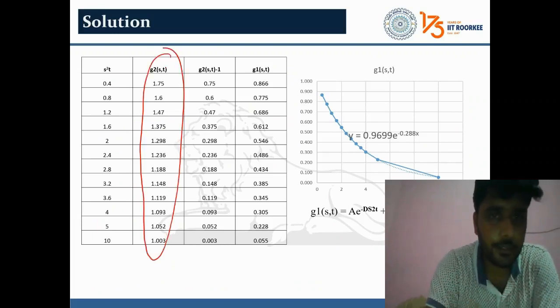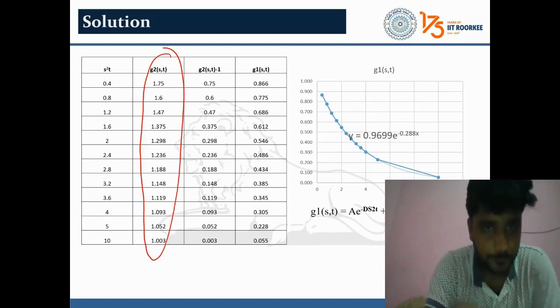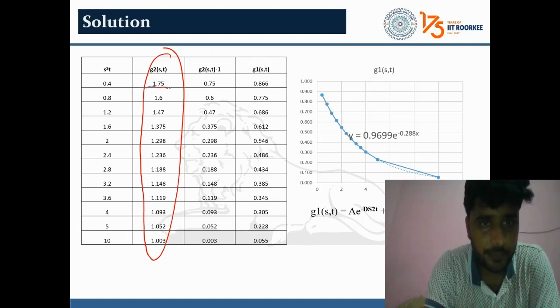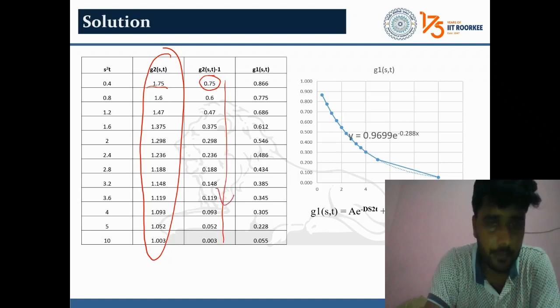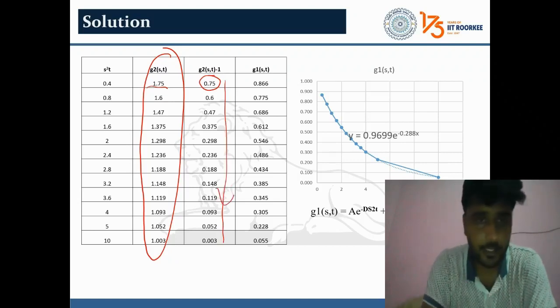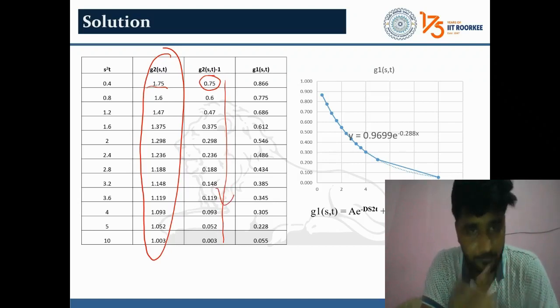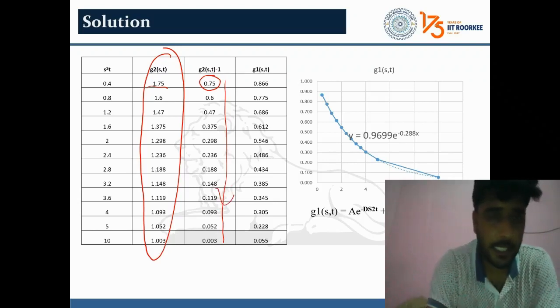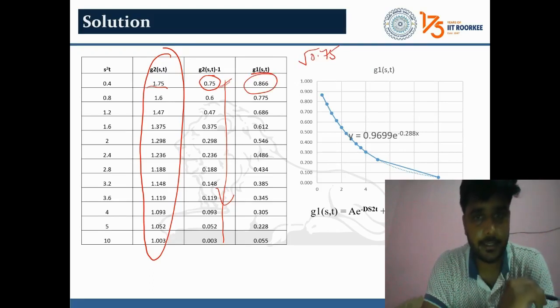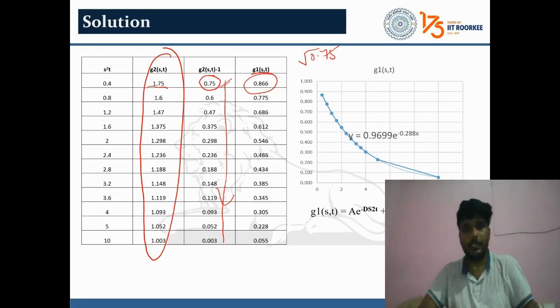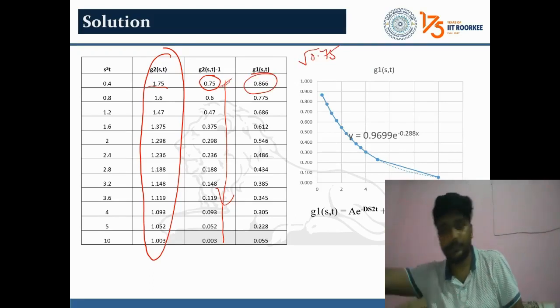I just subtracted the factor of 1 from every value, so 1.75 minus 1 gives 0.75. After that, if I take the under root of this value 0.75, I will get 0.866. So that will be the g1 value, the autocorrelation function value.